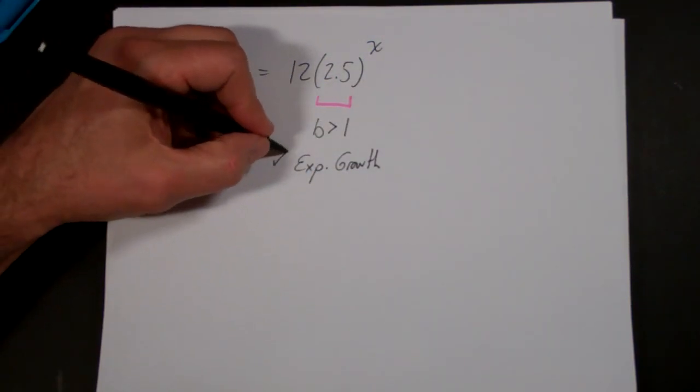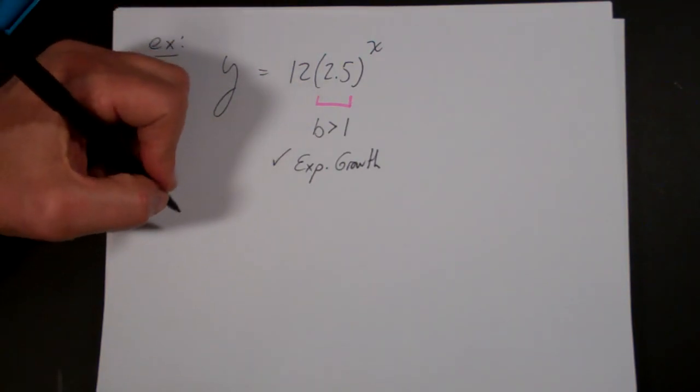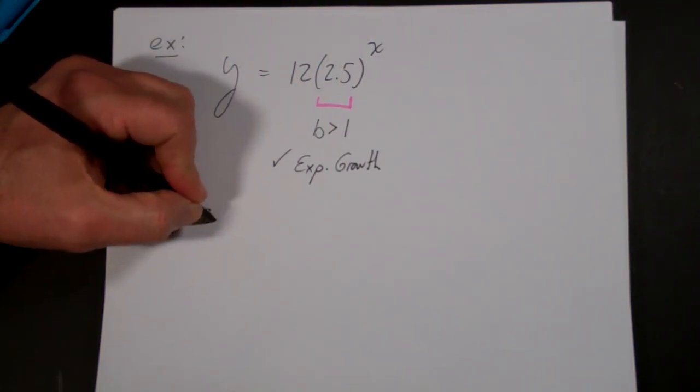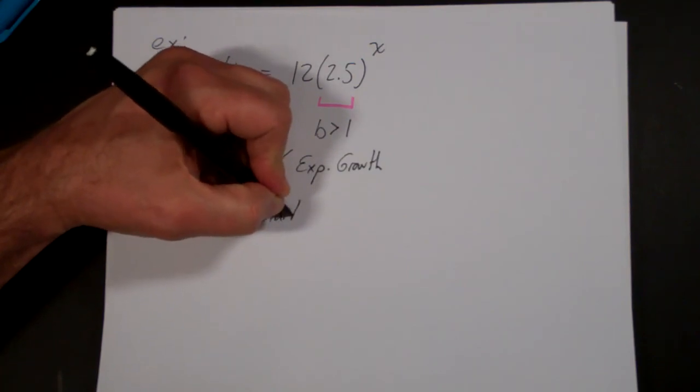And that's the first thing you know. Then let's look at the starting value. A is 12, so that's the starting value.